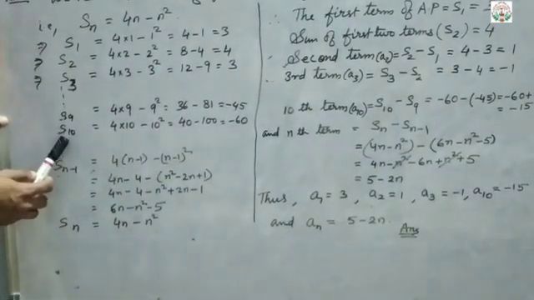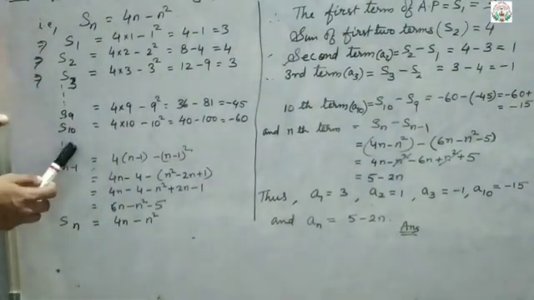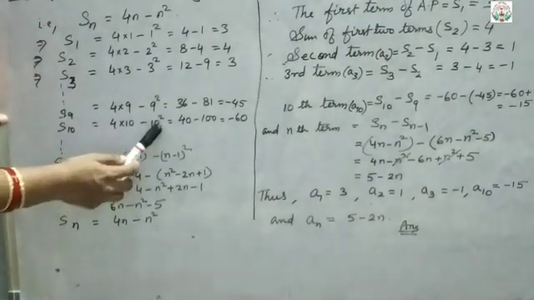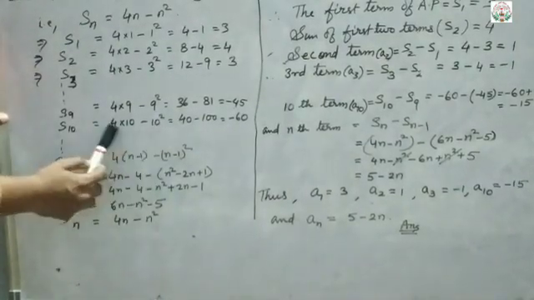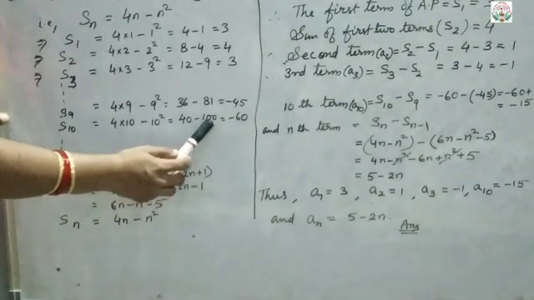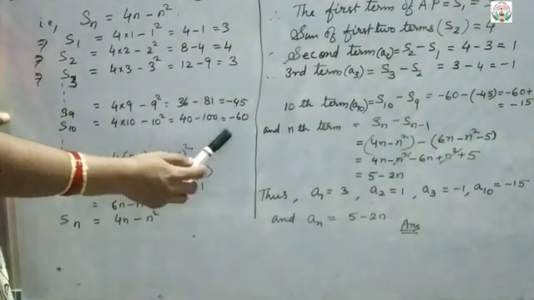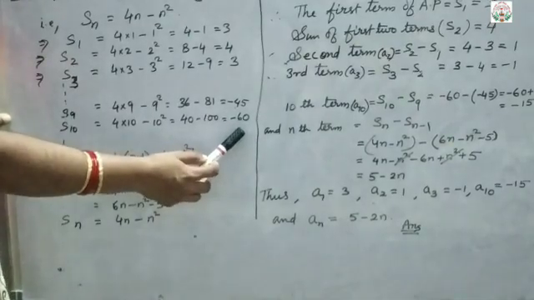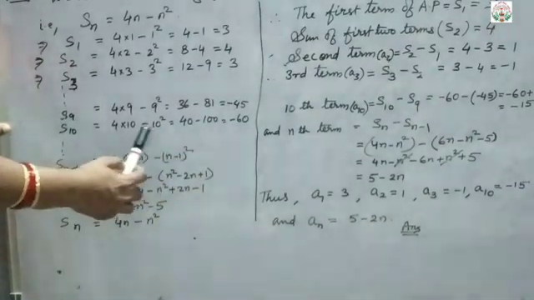Okay. The same way S10. Now the n value will be 10. So equals 4 into 10 minus 10 square. That equals 4 into 10 will be 40, minus 10 square, you know, 100. So on simplification we are getting minus 60. Okay. So now up to here you got.